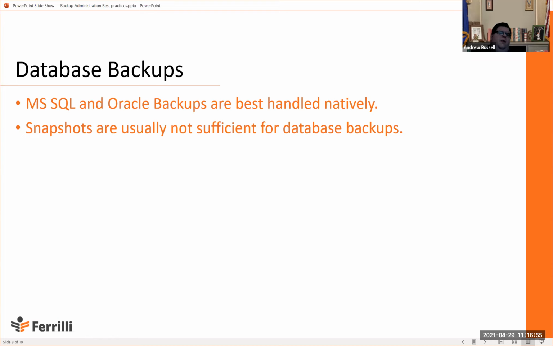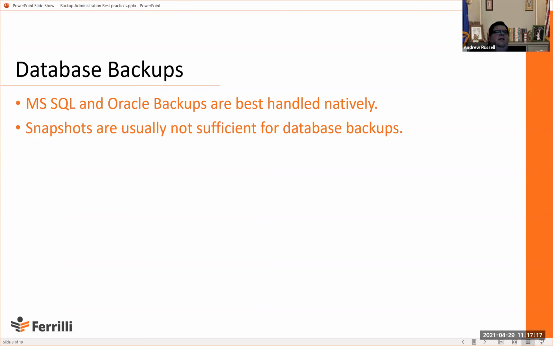The good news is that Commvault, Veeam, Unitrends, basically every major reputable backup vendor that we know of, supports native SQL backups and native Oracle backups. So all you have to do is configure it in the software, and then it will schedule those backups and store them in the backup appliance.